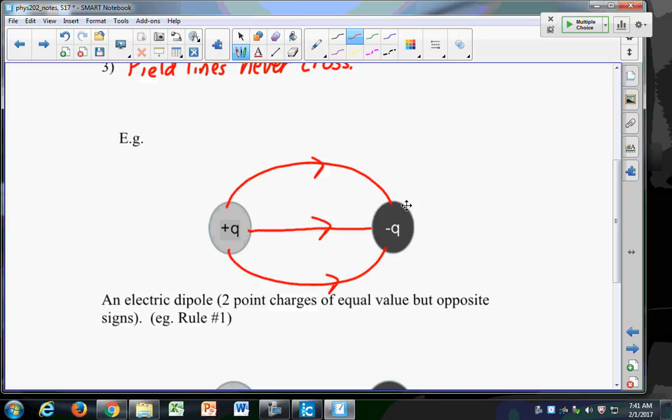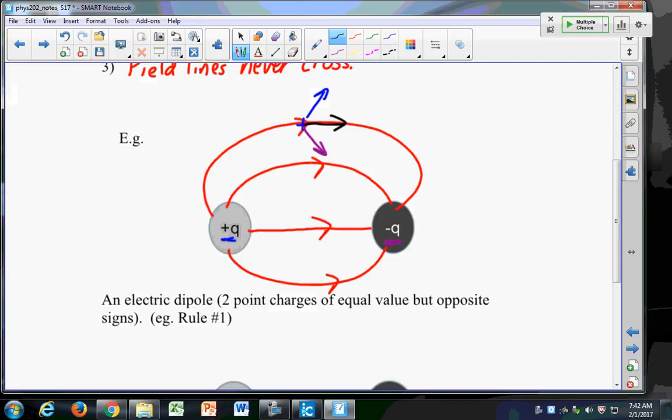I can draw them as many as I want. And I also want you to recognize that if I put a positive test charge, say, right here, it feels two forces. Due to this charge, it feels a force in that direction. Due to this charge down here, it feels a force in that direction. And so the net force is in that direction.